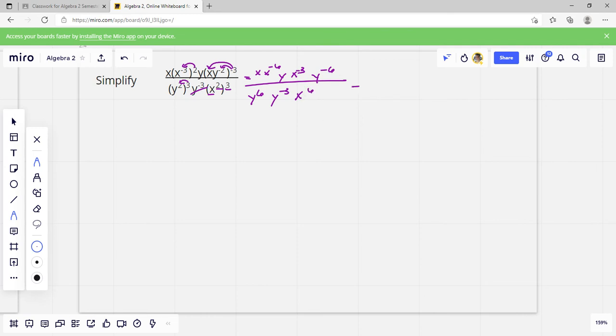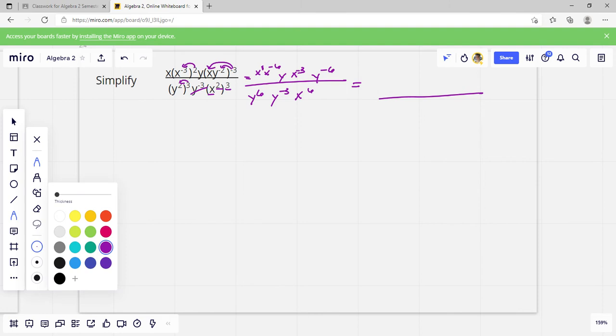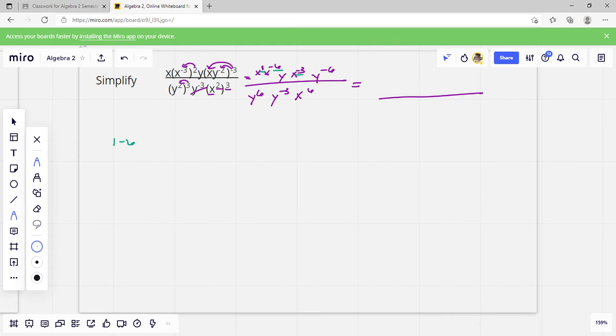Alright, now I'm going to put all my bases together. So for my top I've got x to the 1. So let me change colors. So I've got 1 minus 6 and minus 3. If I put those negatives together, that would be a positive 1, a negative 6, and a negative 3. Negative 6 and 3 would be negative 9. Positive 1, you owe $9, you pay back $1 of it, that's negative 8. So I've got x to the negative 8.